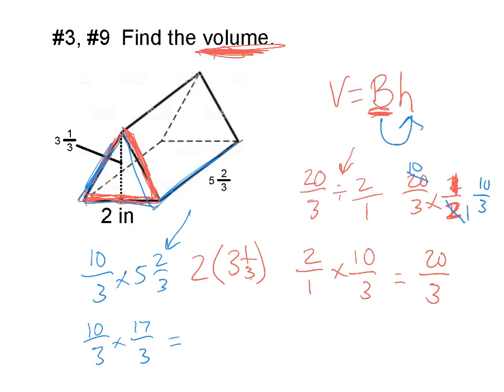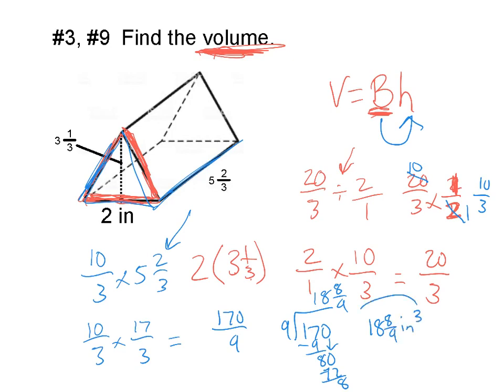No nice pairs or anything. Not going to flip or anything. We're just multiplying this time. I get 170 over 9. So I can't leave it that way. That's my final answer, so let's divide. 9 goes into 17 once, leaves us with 8. Bring down our 0. 9 goes into 80, 8 times, okay? And then we write our remainder as a fraction. So 18 8/9 inches cubed, because it's volume.